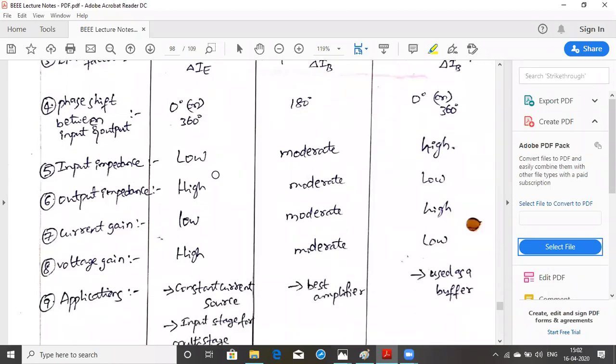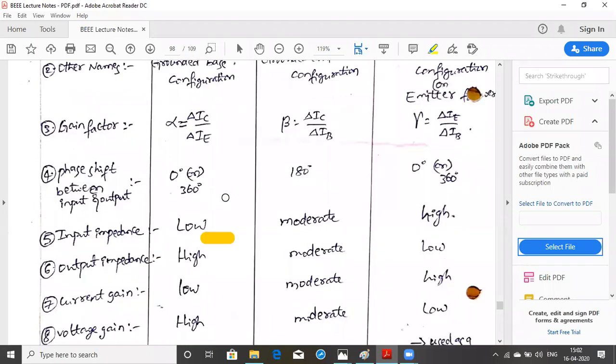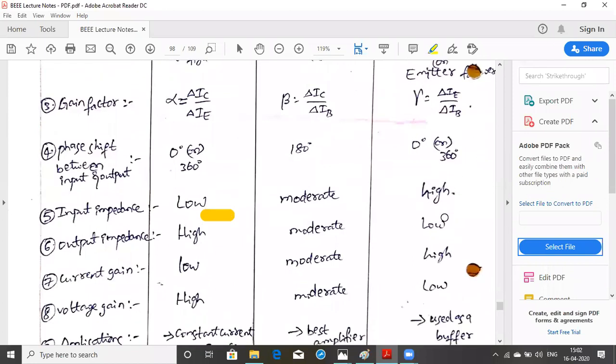And coming to the input impedance, if you want to calculate the input and output impedance, you can also calculate from the input and output characteristics. So input impedance is low in case of common base configuration, and it is high in case of common collector configuration. Output impedance is high in case of common base configuration and low in case of common collector configuration. So you need to remember only 2 points. One point is input impedance is high in case of common collector, output impedance is high in case of common base. If you know these 2 points, you can find out the remaining points.